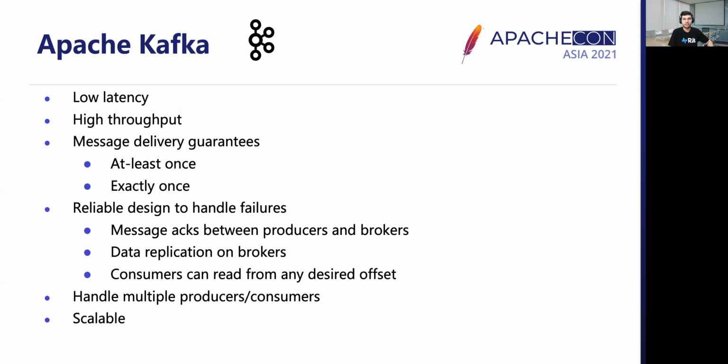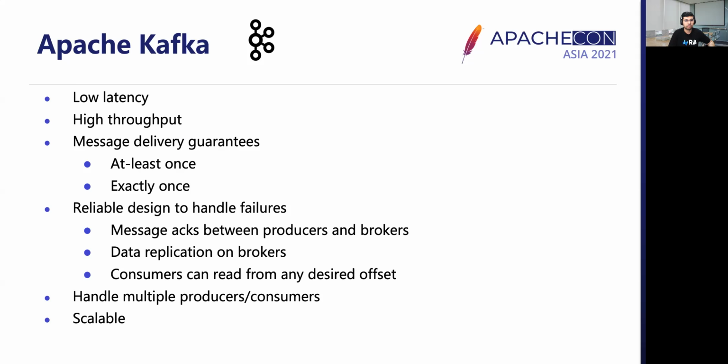Here are some of the key features of Apache Kafka: very low latency and high throughput delivery of your data. It also provides multiple message delivery guarantees, such as at least once and exactly once. It has a reliable design for handling failures. So there are message acknowledgements between producers and brokers. Data is also replicated on the brokers in case a broker goes down.